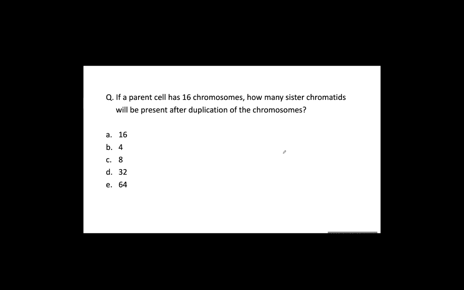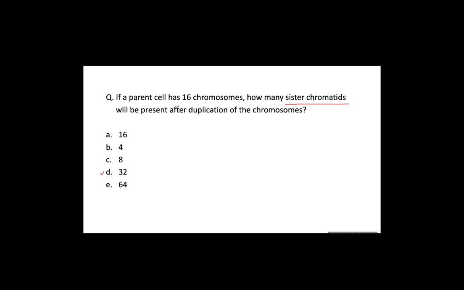So think about this. A parent cell has 16 chromosomes. How many sister chromatids will be present after duplication of the chromosome? This question is different from asking, if a parent cell has 16 chromosomes, how many chromosomes will be present after duplication? They are asking the number of sister chromatids, not the number of chromosomes after duplication. Each chromosome will form two sister chromatids after duplication. Therefore, the answer is 32.